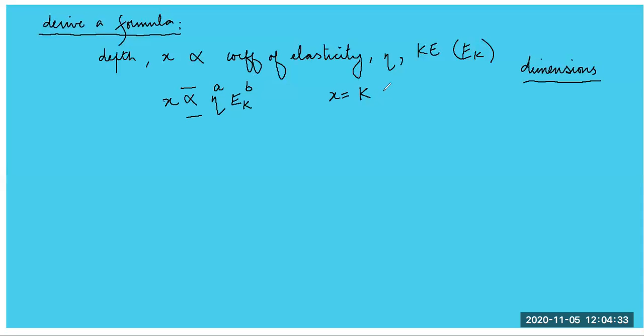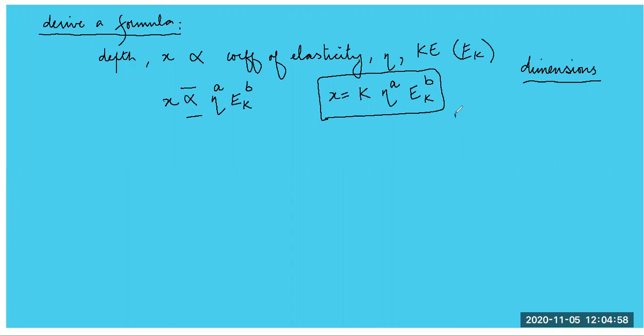So k, coefficient of elasticity raised to power a, and this is kinetic energy raised to power b. So now we will be able to find out the values of a and b. So we will get the formula. This will be the formula once we know the values of a and b.